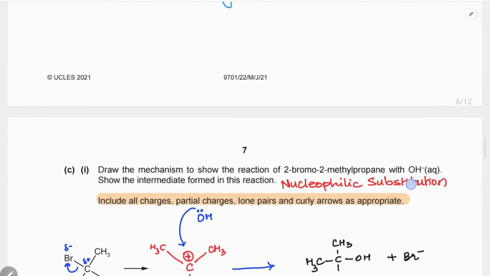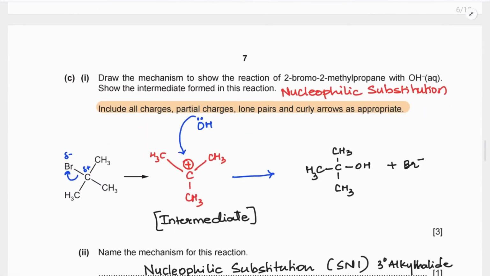Next question. Draw the mechanism to show the reaction of 2-bromo-2-methylpropane with OH minus. OH minus will act as a nucleophile. Show the intermediate formed in this reaction. So over here, we already know that 2-bromo is given. That means a halide is present, right? Whenever there is a halide molecule, and if there is a nucleophilic attack, we always say that it's going to be nucleophilic substitution. Okay, so Br will get removed. In place of Br, OH will get attached. Okay, that is called nucleophilic substitution. The nucleophile is OH, right? But before the nucleophile gets attached, we need to create a carbocation.